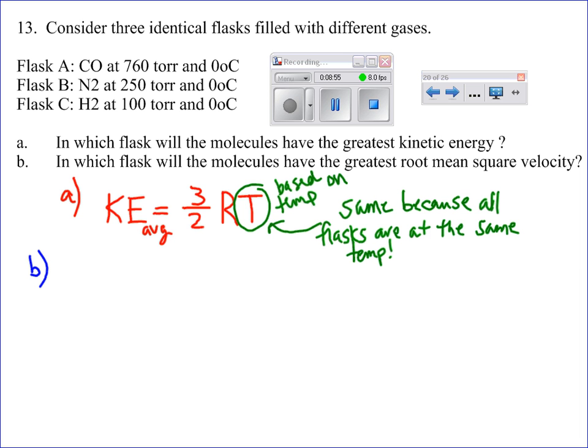Let's look at letter B. In which flask will the molecules have the greatest root mean squared velocity? Root mean squared velocity was equal to the square root of 3RT over the molar mass. You don't have to calculate every single flask's root mean squared velocity. It's a big waste of time. You can, but again, huge waste of time. All you have to do is look at mathematically where that molar mass is located.